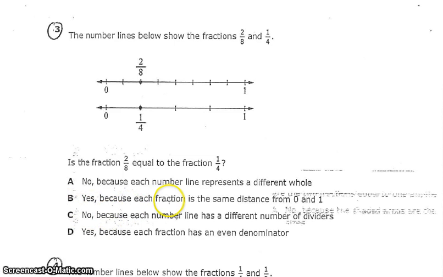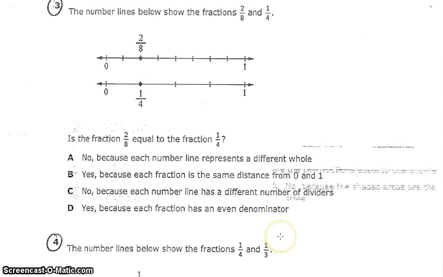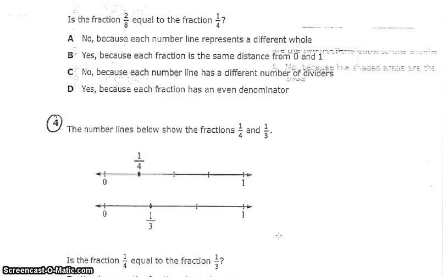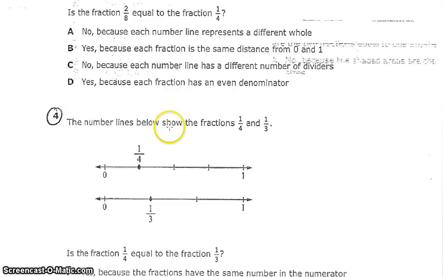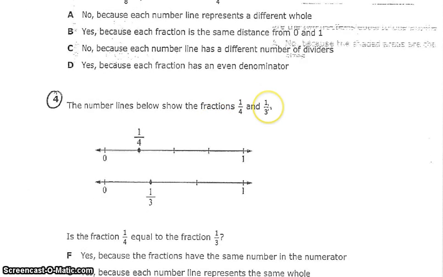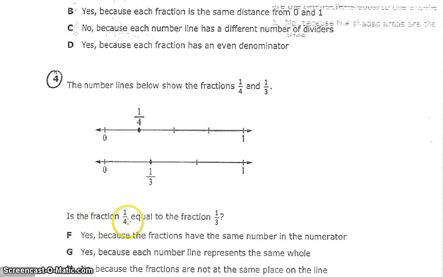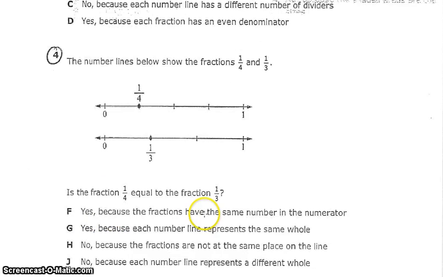C. No, because each number line has a different number of dividers. D. Yes, because each fraction has an even denominator. Number 4. The number lines below show the fractions 1/4 and 1/3. Is the fraction 1/4 equal to the fraction 1/3?